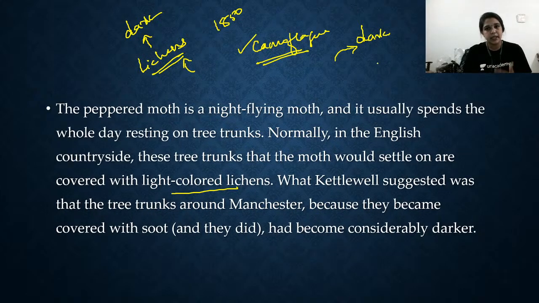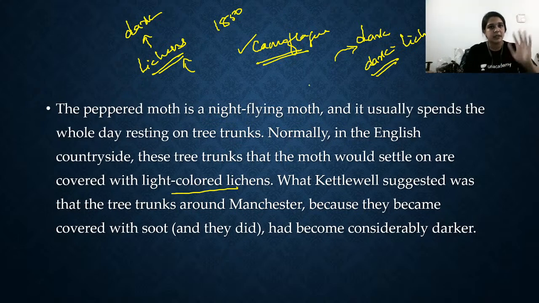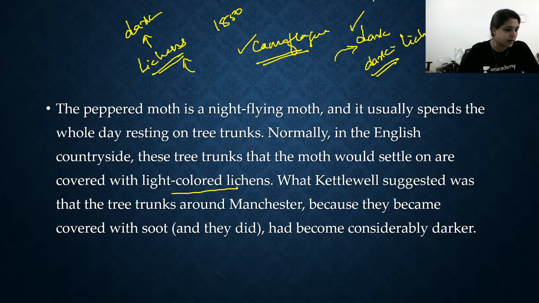So what happened in the meantime? The moths with dark color only survived since they were on these dark lichens. The other light colored moths were eaten by the predators. So in the next generations, what happened? Only dark colored moths started being generated. Do you understand what this story is?